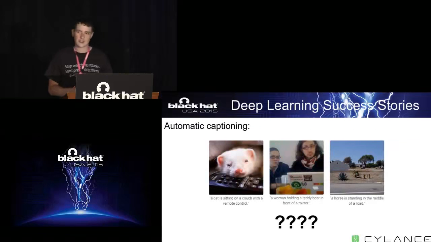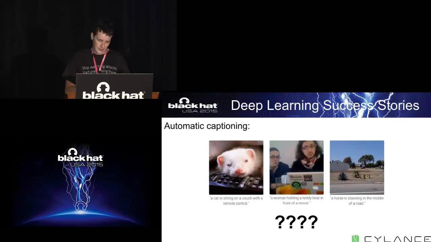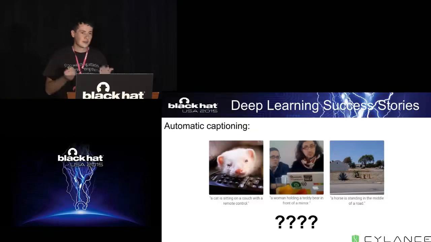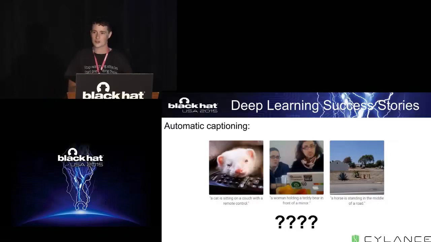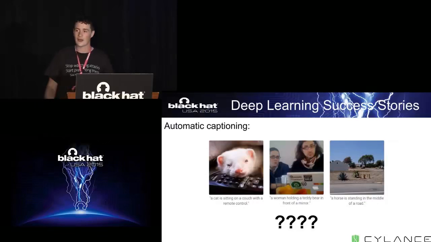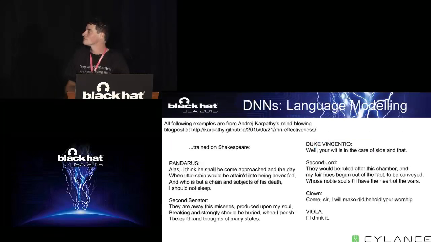Of course, there are some failure modes of these models. "A cat is sitting on a couch with a remote control" that kind of looks like a rat to me. Maybe close enough. "A woman holding a teddy bear in front of a mirror." I don't see any teddy bears. I don't see any mirrors. So I have no idea why it's coming up with this. Then my favorite one is "a horse is standing in the middle of a road." There's no horse whatsoever. This model's just getting it dead wrong. So clearly there's some room to grow with these models.